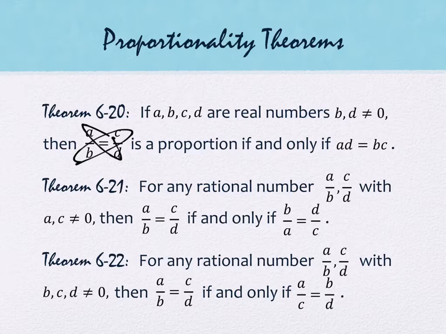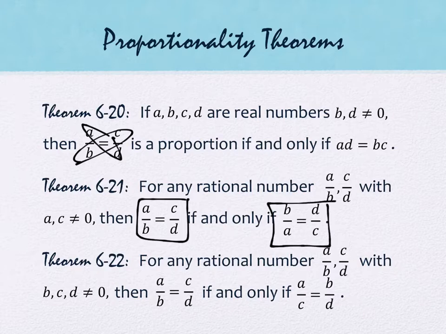Theorem 621 and 622 are very interesting because they actually create other proportions that you would knowingly have for the same reason. So if you take a look at 621, we started out with A over B equals C over D, just like on the last one. How did they get this last statement there in their sentence? What did they do to their fractions? They flipped them, like upside down, right? Yeah, they flipped the fractions upside down.